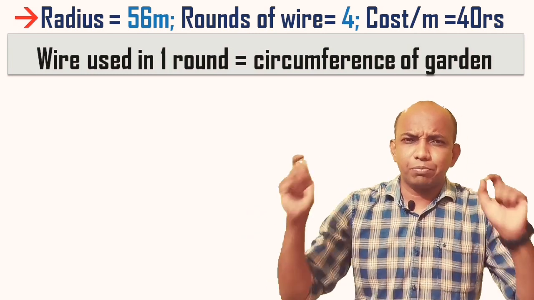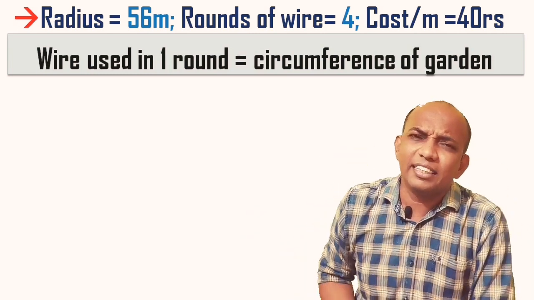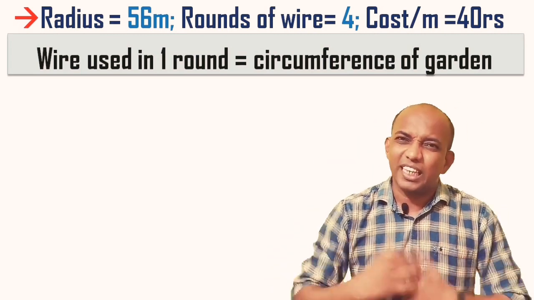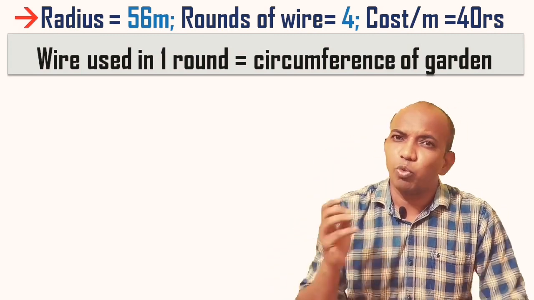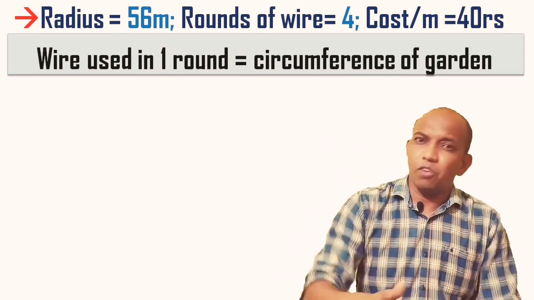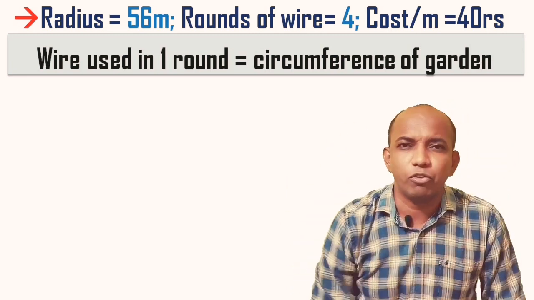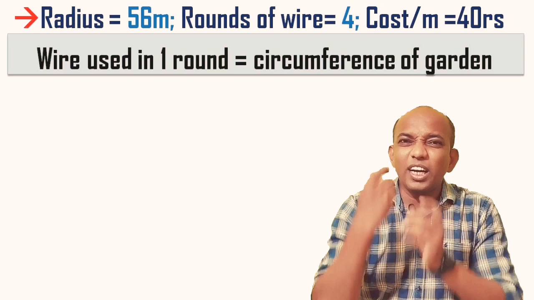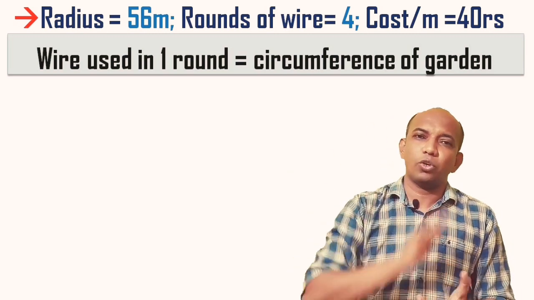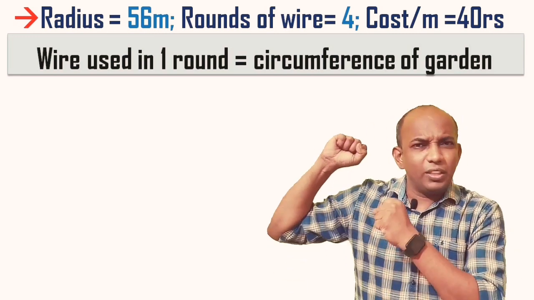So I said, from the activity we can clearly say that wire required in one round is nothing but the circumference of a garden. So what we are going to do, we will find the circumference of a garden and then multiply it by 4 so that we can get the total length of wire utilized in the 4 rounds. So here we go with the question, with the answer.